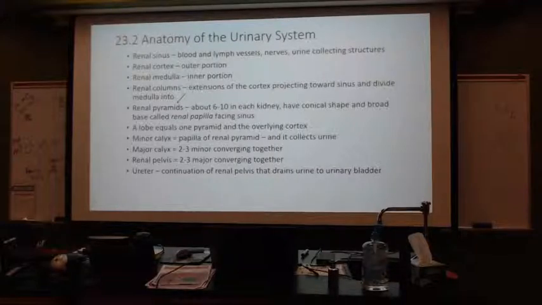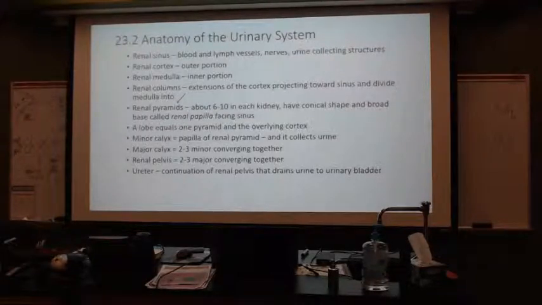Then, if I look to my inner portion, I keep pointing out the red areas. In between those red areas where it looks like pink indents, they're termed a renal column. So it looks like my cortex area actually dips down between the red pyramids. Does everybody see that? Okay.